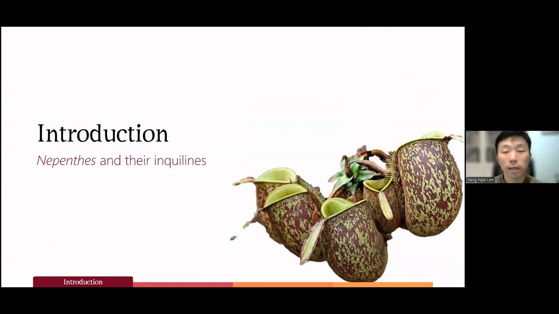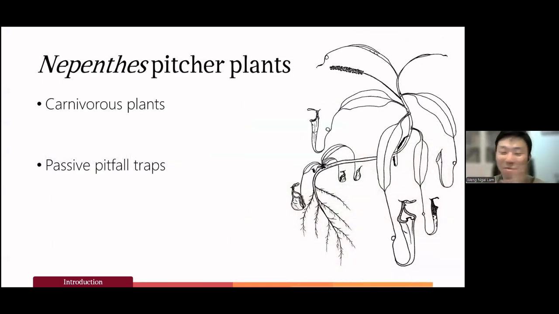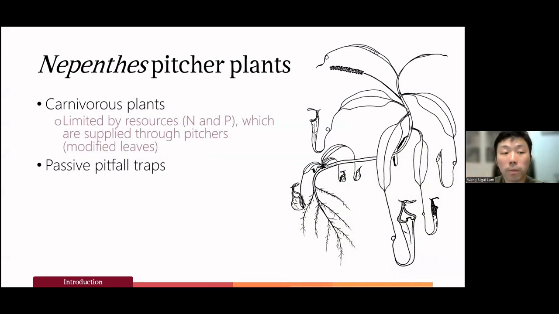So, Nepenthes and their inquilines. I'm sure everyone here knows exactly what pitcher plants are, but I'm just going to go through this nevertheless. Nepenthes pitcher plants are carnivorous plants, obviously. But an important thing about that is that in their natural habitat, they are limited by resources, nitrogen and phosphorus. Limited meaning that you give it more nitrogen, the fitness or the performance of that species improves more or less proportionately.